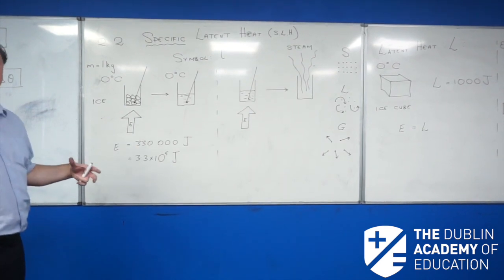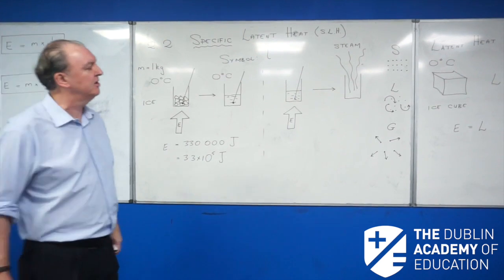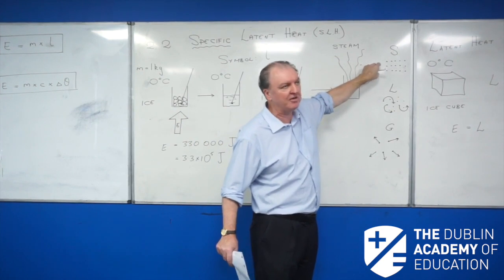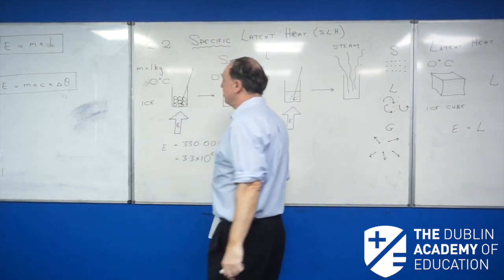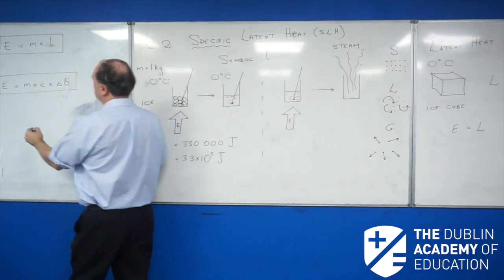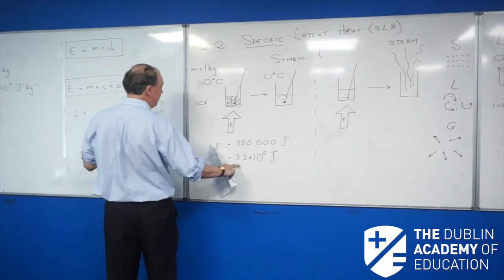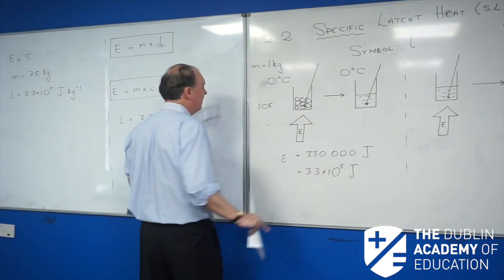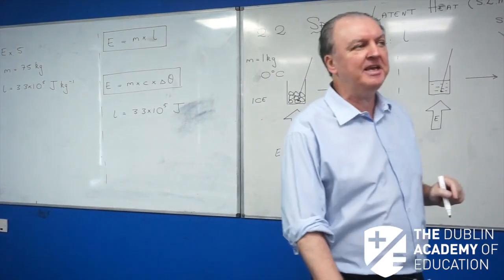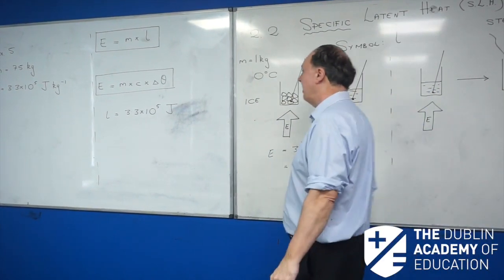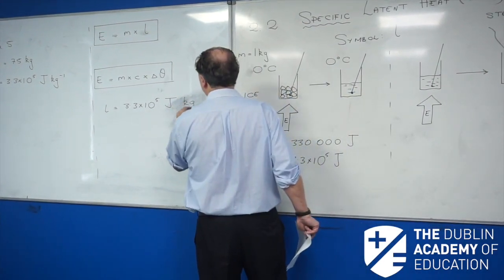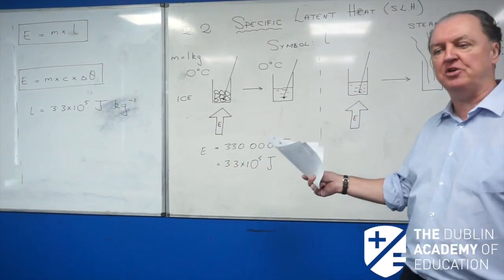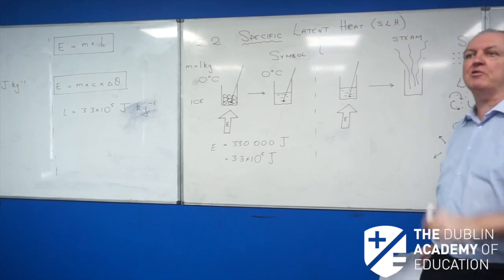Kind of sounds a bit strange. I prefer to call it the melting of ice. Fusion, well, fusion, I suppose, is fusing together those liquid molecules to form a solid. So L, that value L, I need 3.3 by 10 to the power of 5 joules, and I need that for every single kilogram. That's per kilogram, kg to the power of -1. So that value there tells me how much energy I need to melt 1 kilogram of ice.